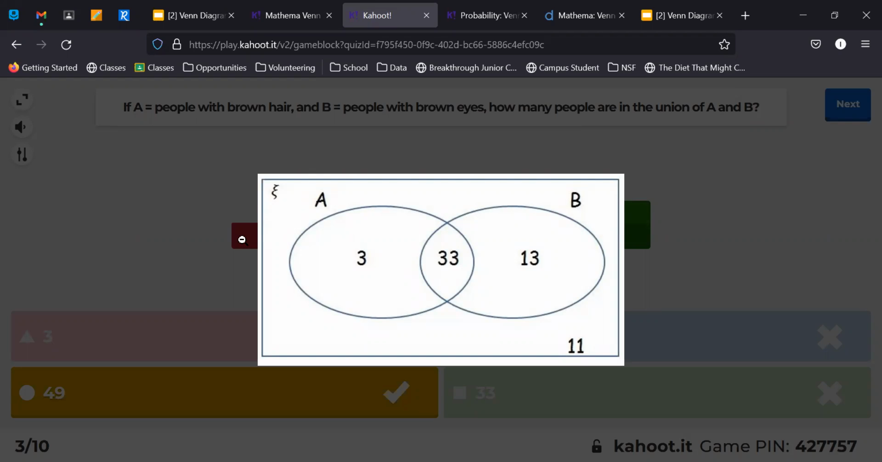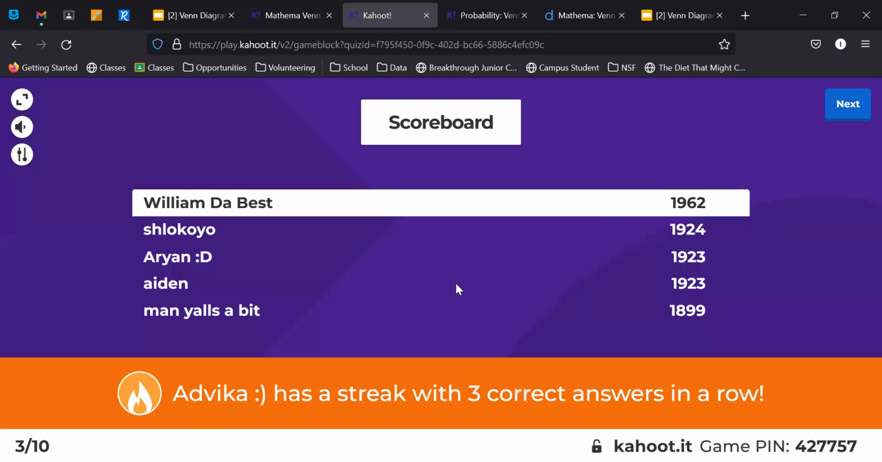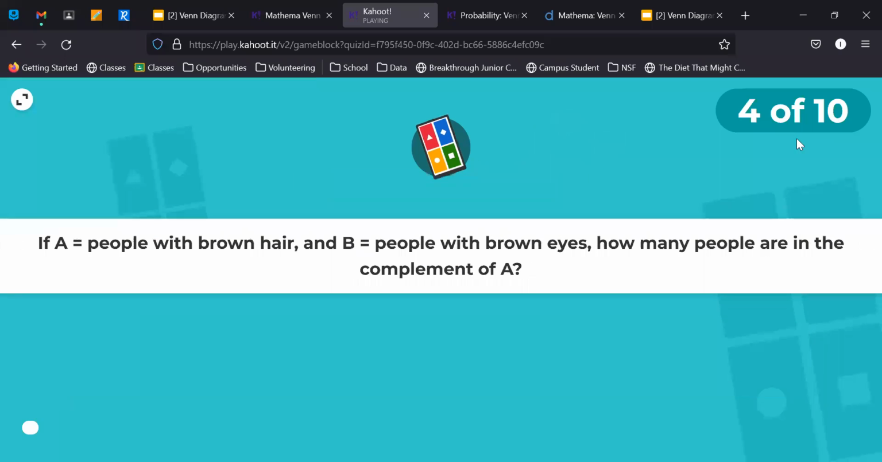The union, so intersection, you can think like the N in intersection stands for and, and then the U in union is like... okay, no, I was gonna say it's for both, but U and B are not the same, right? But yeah, union is for both. Okay, so 4 of you got it wrong. So Advika has a streak of 3 correct answers.